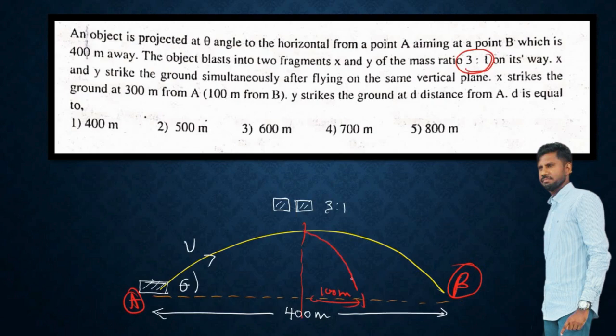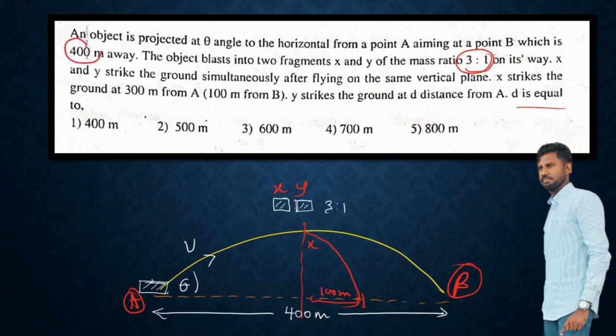X lands over here, and Y strikes the ground at distance D from A, from this point. That is what they're asking from us. Let's try the question now. As I mentioned earlier, this question combines with linear momentum, conservation of linear momentum here as well. So let's start with the initial data they have given.